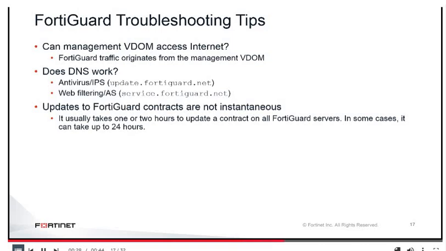Also, keep in mind that although it usually takes 1 or 2 hours to update a contract on all the servers, it could take up to 24 hours in some cases. So, if you have just changed or renewed your FortiGuard contract and you do not see the change on FortiGate, most likely you need to wait a bit longer to give FortiGuard time to synchronize the information on all the servers.